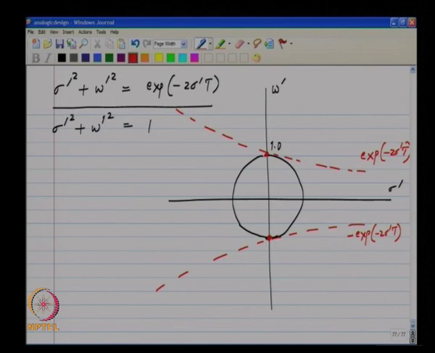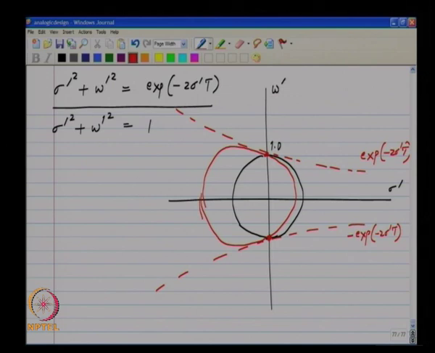On the omega prime axis, it passes through plus and minus 1, and then on the right side you can think of it as a constantly reducing radius, and on the left side the radius is increasing. Okay. So, this is what the curve will look like.